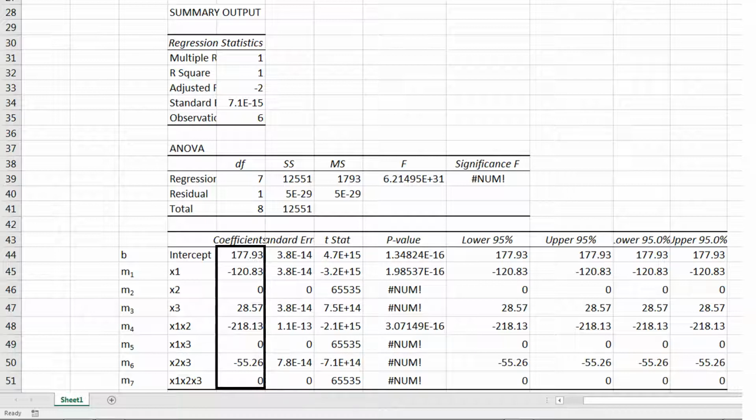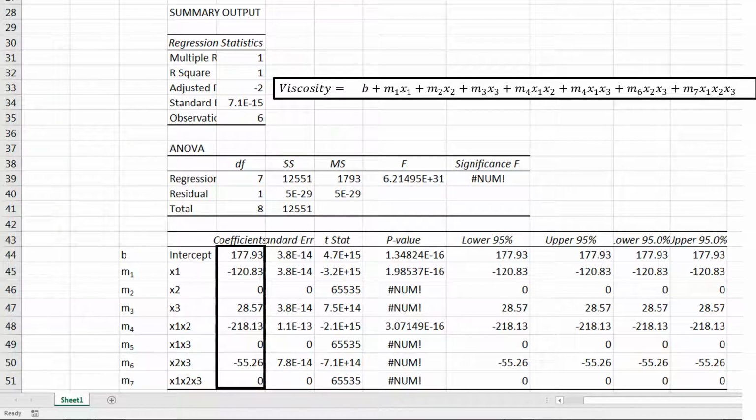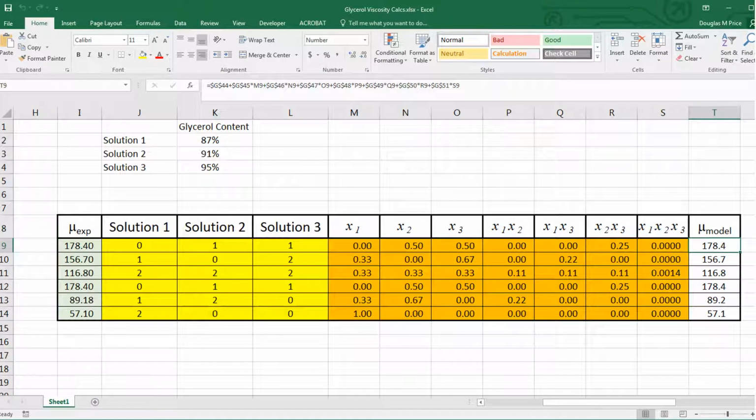These are the variables we're going to use for our model, where the predicted viscosity will equal the coefficient B plus M1 x1 plus M2 x2, and so forth. So now we have a tool that we can use to calculate our predicted values of viscosity. Let's take a look at what happens there. Going back to my table, I have my variables x1, x2, x3, all the way to the product of all three, and I can calculate the model viscosity.